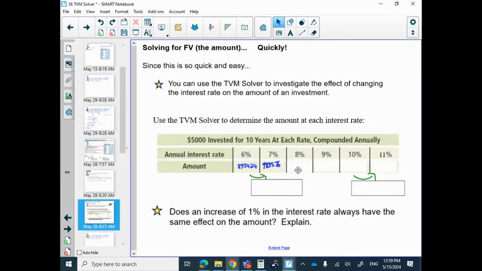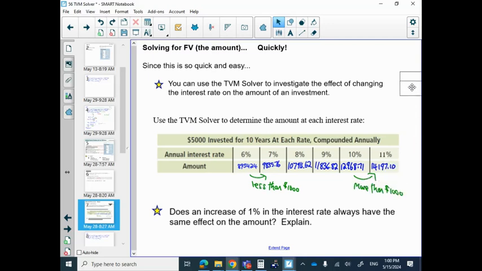Okay, numbers from the last time I did it. So if you just kept going, you'd have all these numbers fill in by just clicking over and over again. Notice the increase here. The question is, does a 1% increase always have the same effect over this 10-year period? Notice that the increase was less than $1,000 at the start, and then the increase is more than $1,000. So clearly the answer is no. And the question is, explain why that is.